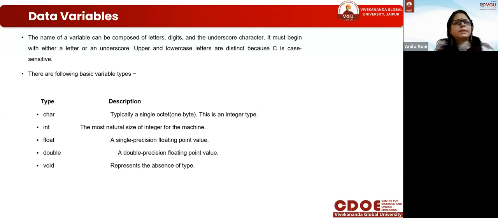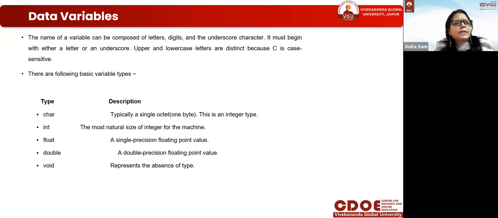As you have already seen in the previous slides, what were the rules for naming an identifier or variable? It is composed of letters, digits, and underscore. Or it can begin with an underscore or either uppercase or lowercase letters, and then be followed by underscore, alphabet, or digit.